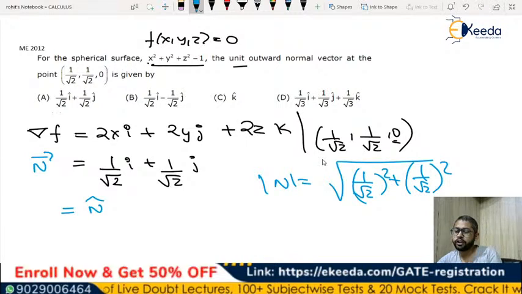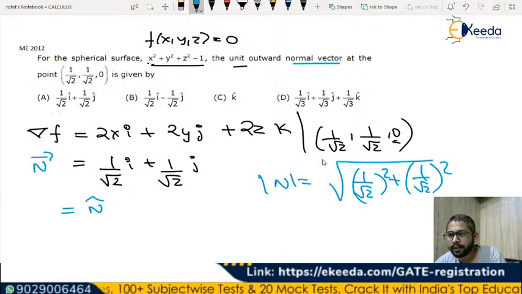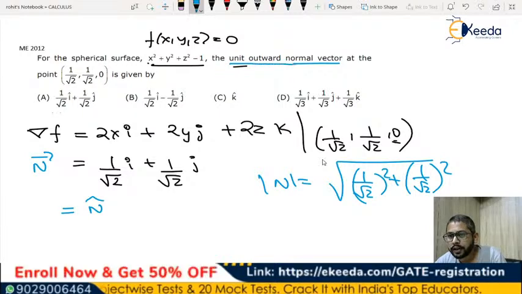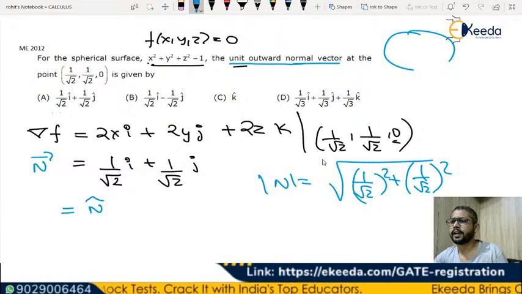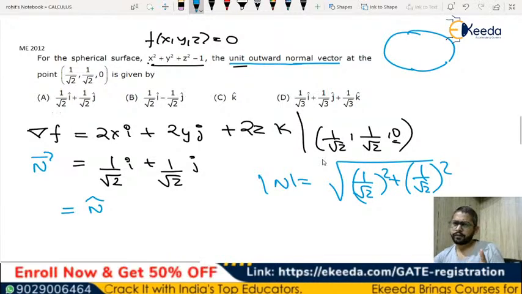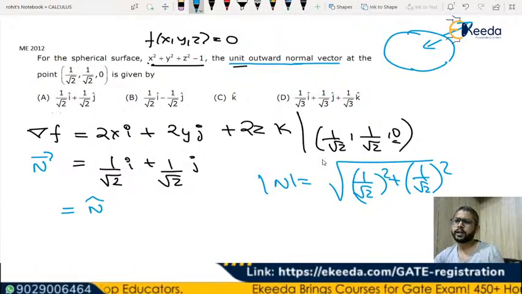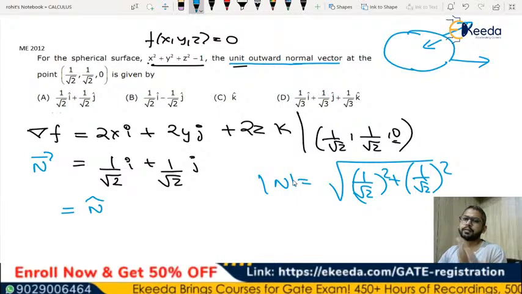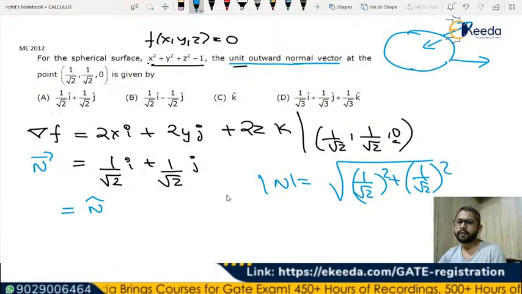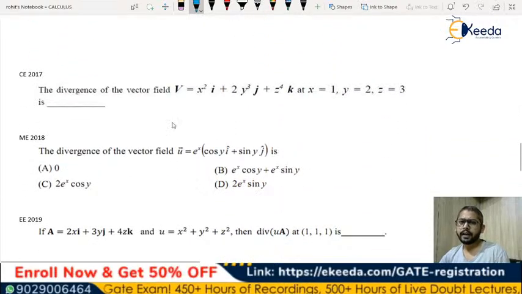If it is not a unit normal, you will have to make it a unit normal, because they are not asking you for a normal vector. They are asking you for the unit outward normal vector. What is outward? Of course, you know that. Suppose this is a sphere. If they are asking you to find the normal vector, you will consider outside. You won't consider inside, right? You take outside. So this is outward. By default it is a unit vector, so you don't have to do any calculation. So this is how you have to find the surface normal. Let's move to the next part.